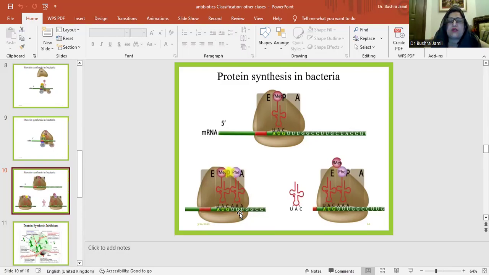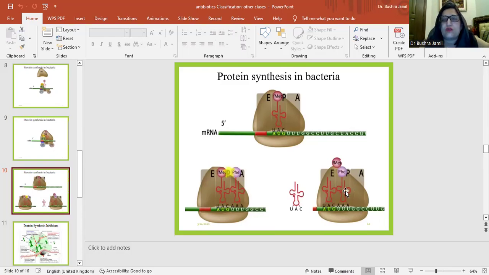The first transfer RNA is bound at the start codon, and the next transfer RNA at the next codon. So now when these two places, the A and P sites, are occupied, then a peptide linkage is established between these two amino acids. As the peptide linkage is formed between these two amino acids, the ribosome moves one step forward. So this is the result of the ribosome moving a step forward.